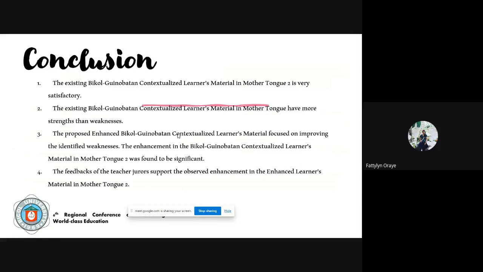So, what are my conclusions? The existing Bikol Guinobatan contextualized learners material in Mother Tongue 2 is very satisfactory. But then again, there are 3 weaknesses which can be improved. The existing material has more strengths than weaknesses. The proposed enhanced material focused on improving the identified weaknesses. The enhancement of the material in Mother Tongue 2 was found to be significant. The feedback of the teacher jurors supports the observed enhancement in the enhanced learners material in Mother Tongue 2.